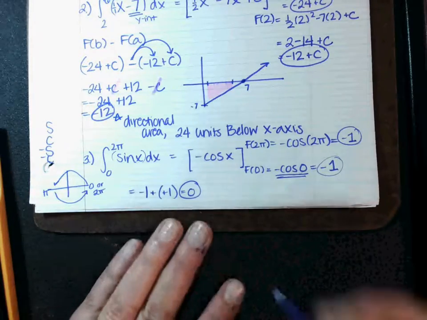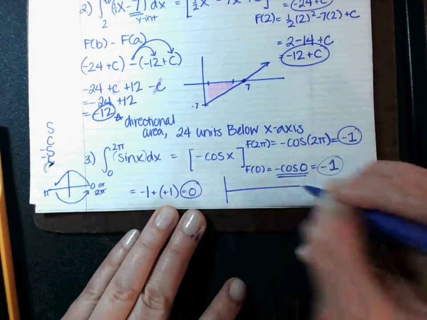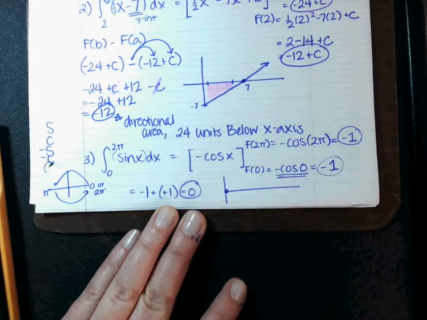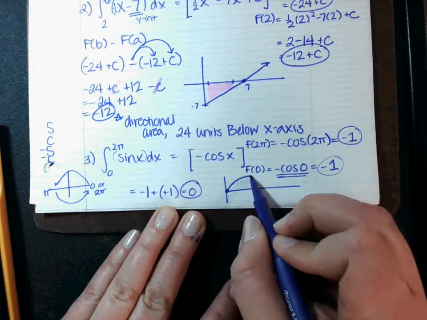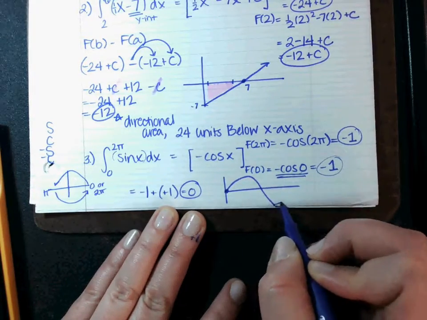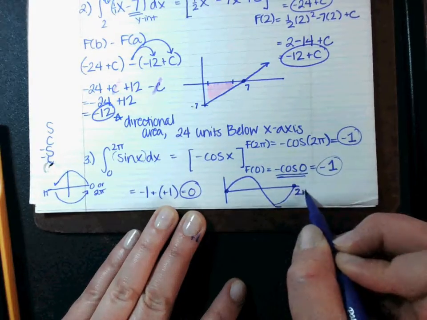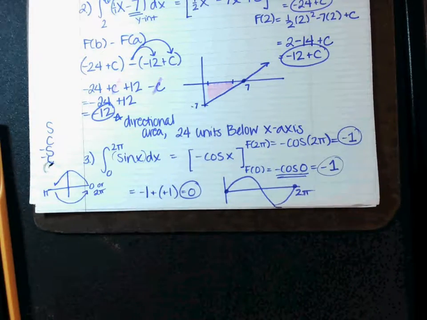Let's think about what sine looks like. Okay, little skinny graph here. Sine starts at 0. Remember that it goes up, and then it goes down, and then it goes back up. And then at that point, think about both of your area pockets.